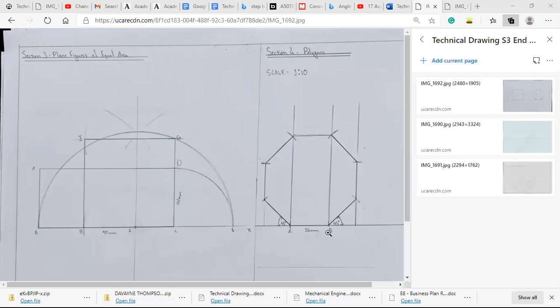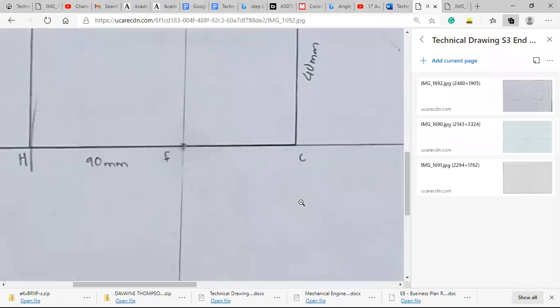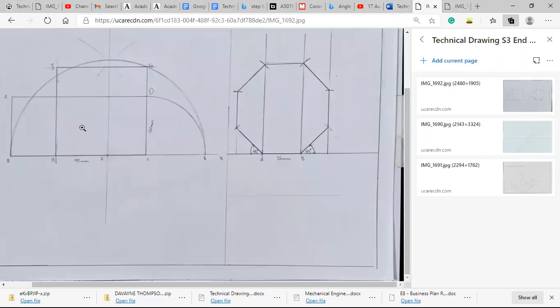And then with the radius of C to D, using a compass, you draw an arc down onto the extended line, and you label the point where the arc touches the line E. And then you divide the line into two. So B to E, you divide that into two. You draw a perpendicular bisector in the middle of the BE line.